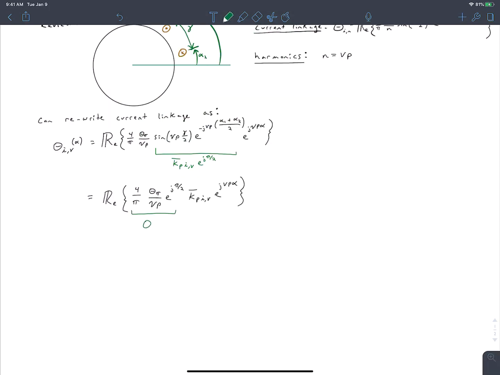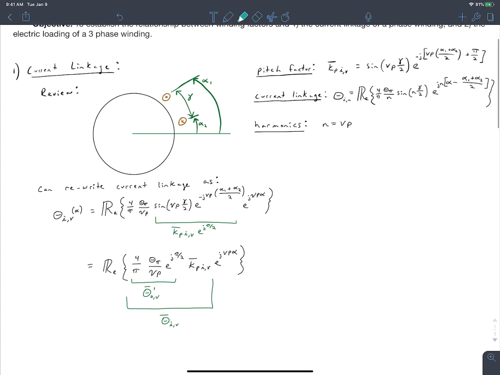And at this point, we're going to define this phasor, which we're going to denote as our current linkage of some fictitious coil 0 and a certain harmonic v. And we're doing this for notational convenience. It's going to make our expression a little bit simpler. This entire expression to here is going to be the phasor of our current linkage of coil i. So you see that in all these equations, I am denoting this coil as being coil i. That's why there's a subscript i in our current linkage, our winding factor, and our phasors.